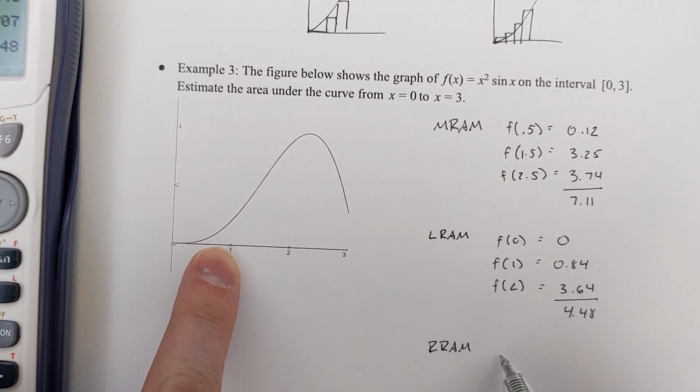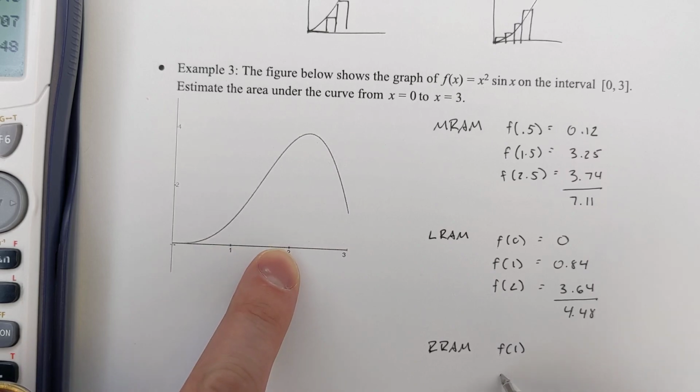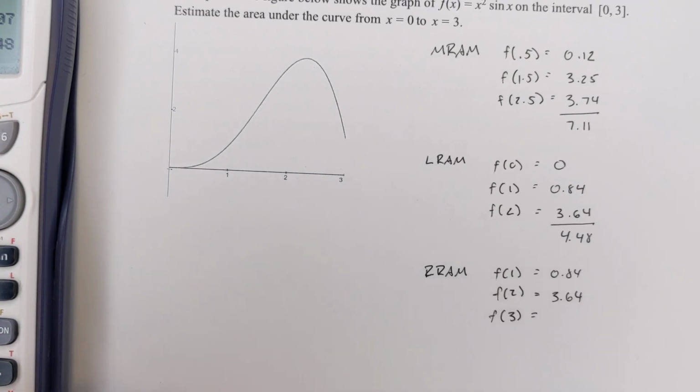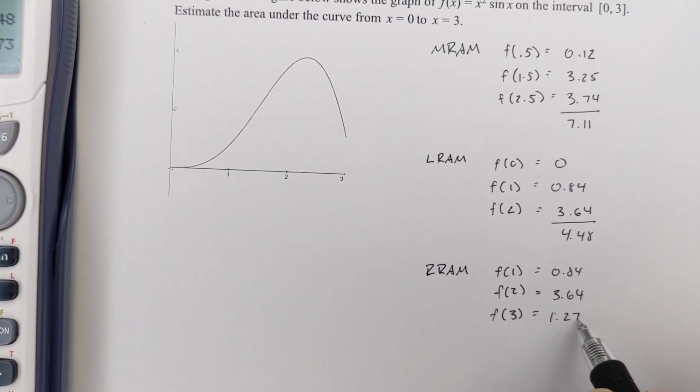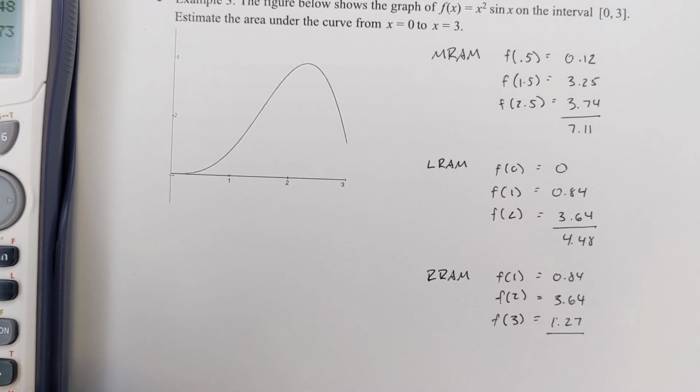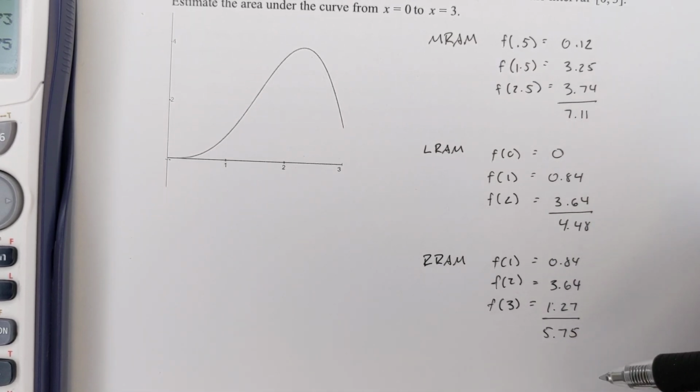So let's try RRAM. So let's use the right edge. So f of 1, f of 2, f of 3. Well, I know f of 1 already, and f of 2, so I just calculated them up here. But I do need to figure out what f of 3 is. So that'd be 3 squared times sine 3. Hopefully I'm in radians. Okay, yeah. So this is 1.27. So adding all of these up, 0.84 plus 3.64 plus 1.27, you get 5.75. So notice none of them are very close.